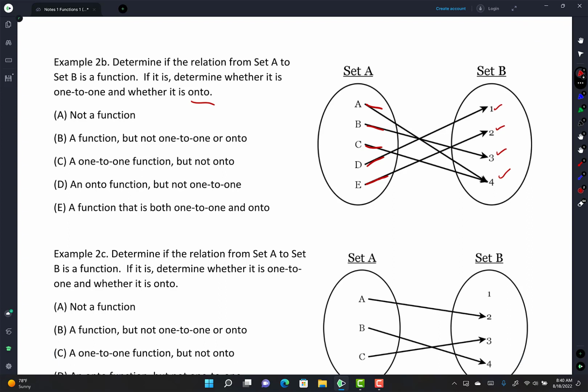So it is a function. Now, is it one-to-one? Do the X's or do the Y's repeat? I see the Y's repeating. What Y repeats again? The 4. So it is not one-to-one, but it is a function and it is onto.